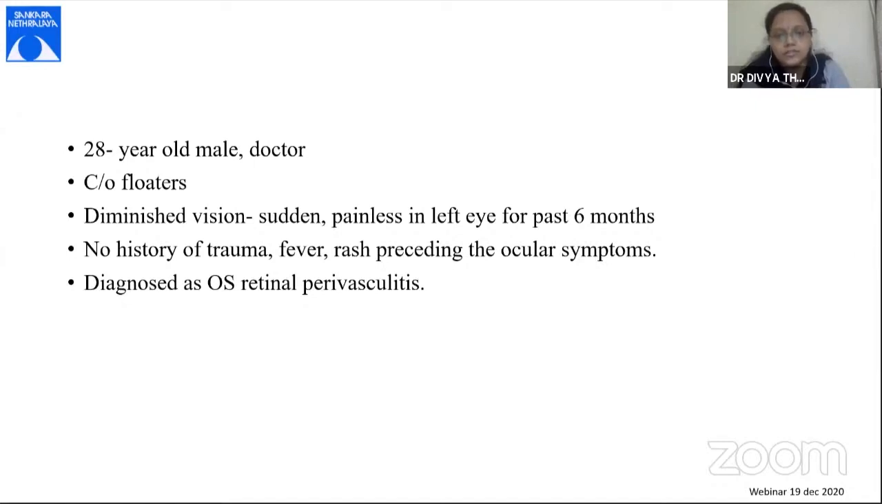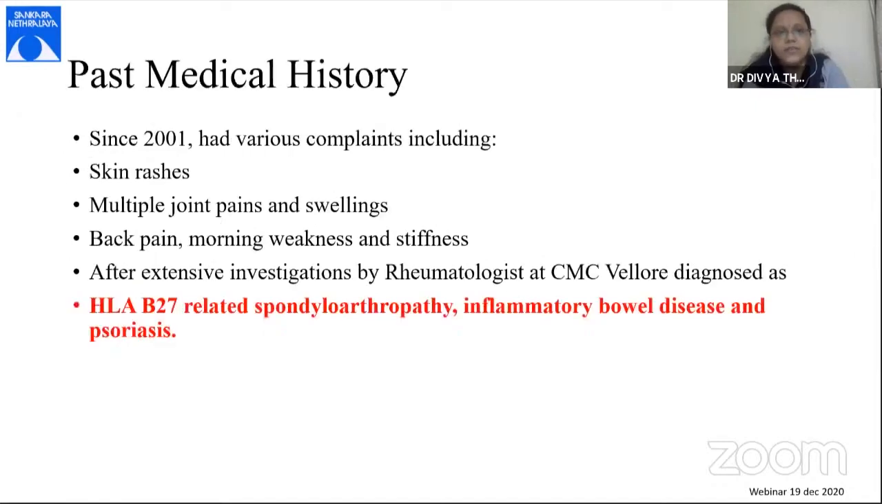Before going into the details of that, we'll look into the past history. Since 2001, he had various complaints, including skin rashes, multiple joint pains and swellings, back pain, morning weakness, and stiffness. After extensive investigations by rheumatologists at CMC Vellore, he was diagnosed as HLA-B27 related spondyloarthropathy, inflammatory bowel disease, and psoriasis.